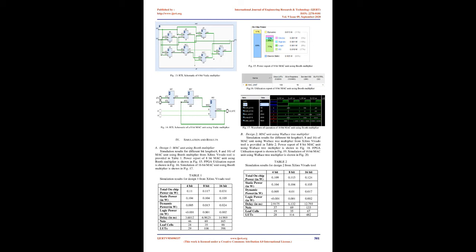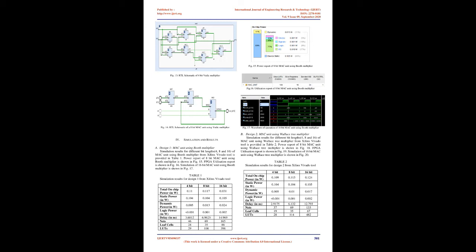The process of multiplication involves 3 steps: partial product generation, partial product reduction, and final addition. There is a wide variety of multipliers.